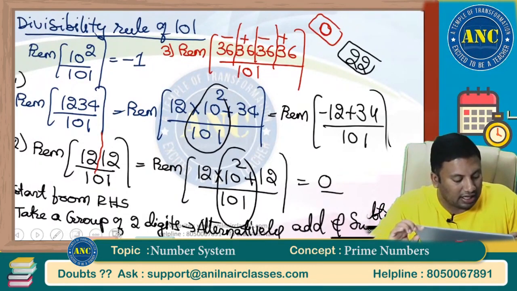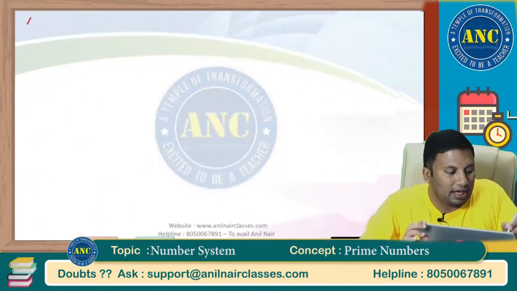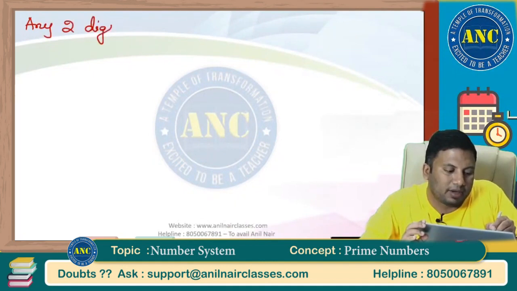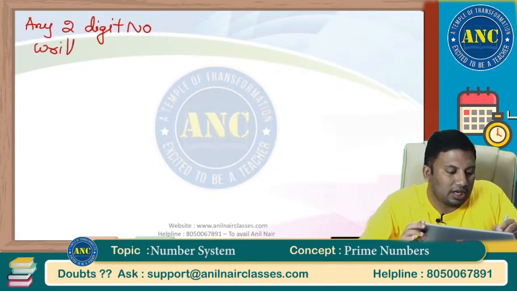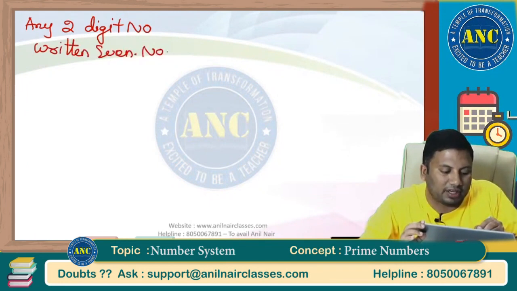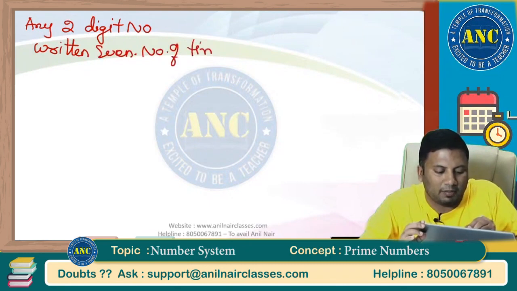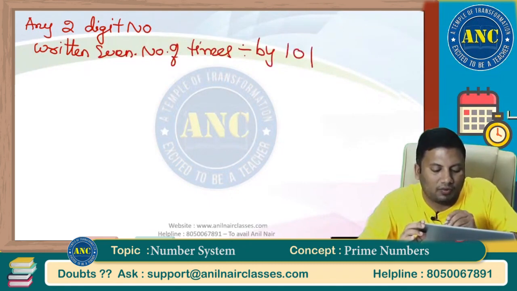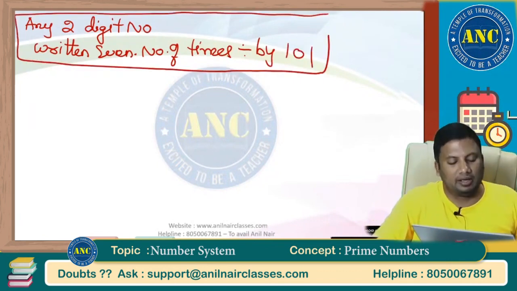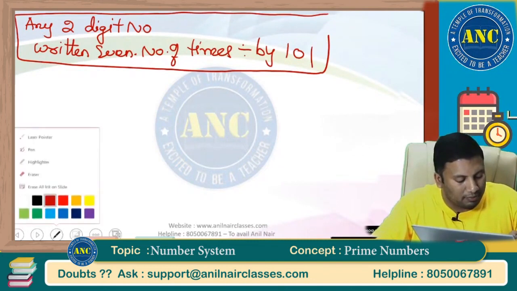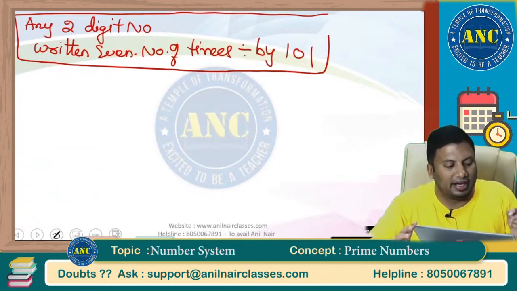Another important learning. Please write down. Any 2 digit number written even number of times is always divisible by 101. I hope the idea is clear.